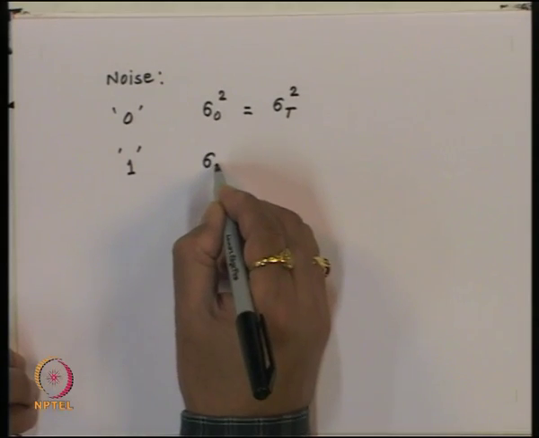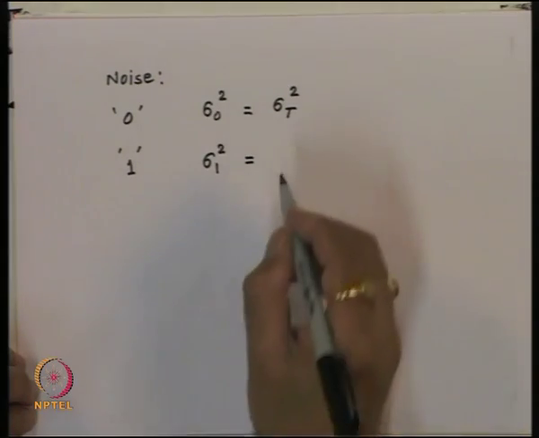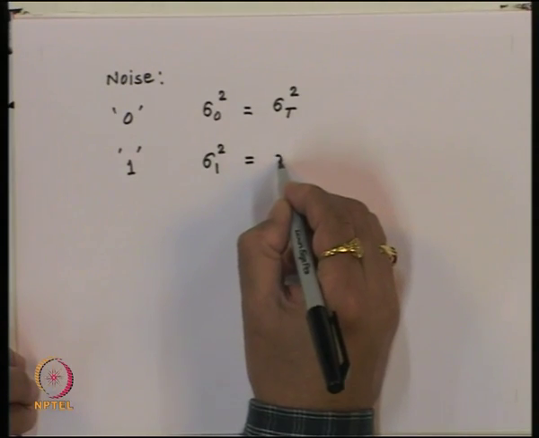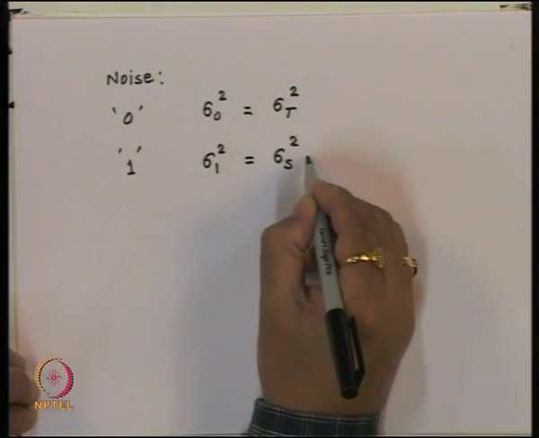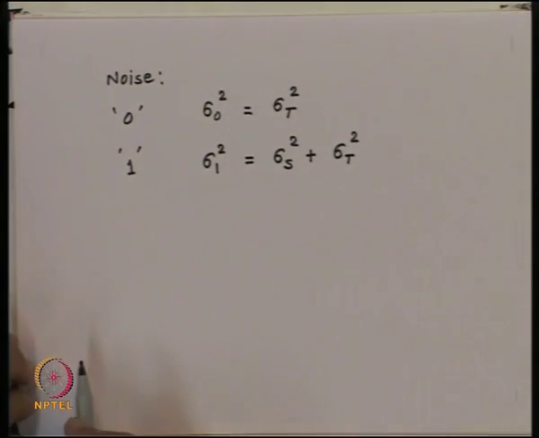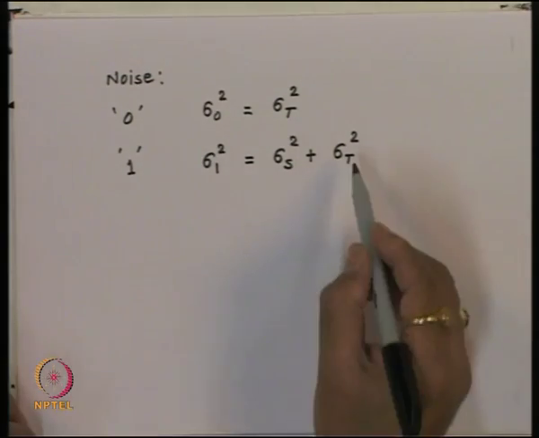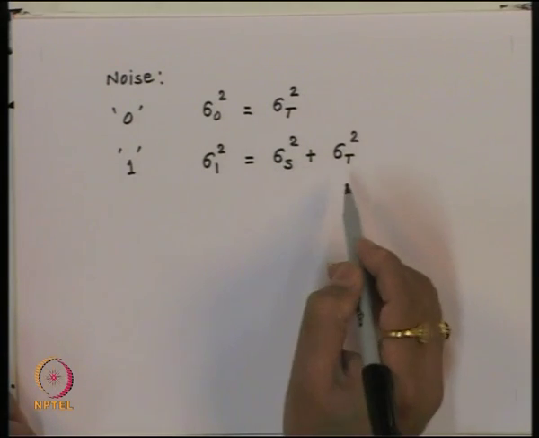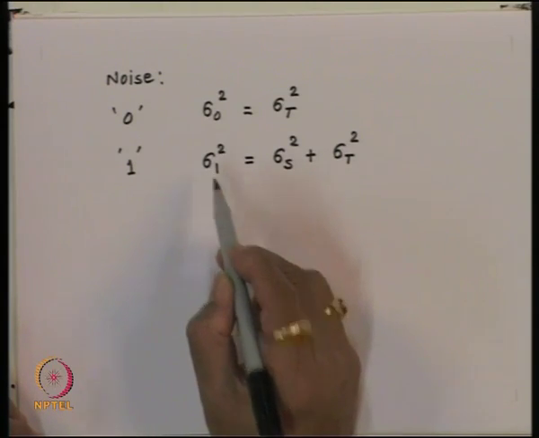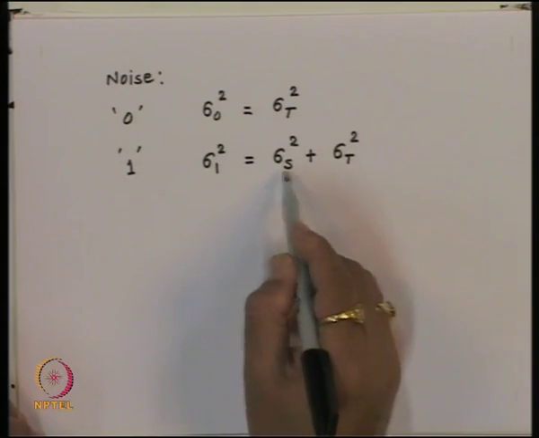the variance sigma 1 square will be equal to the sum of the variances because of the thermal noise and because of the shot noise. So, essentially this will be equal to sigma s square plus sigma t square. Of course, depending upon the power level which we are receiving in bit 1, sigma t may be negligible compared to sigma s or may not be negligible. So, in general we can write down the variance of level 1 as the sum of the variances of the shot noise and the thermal noise.